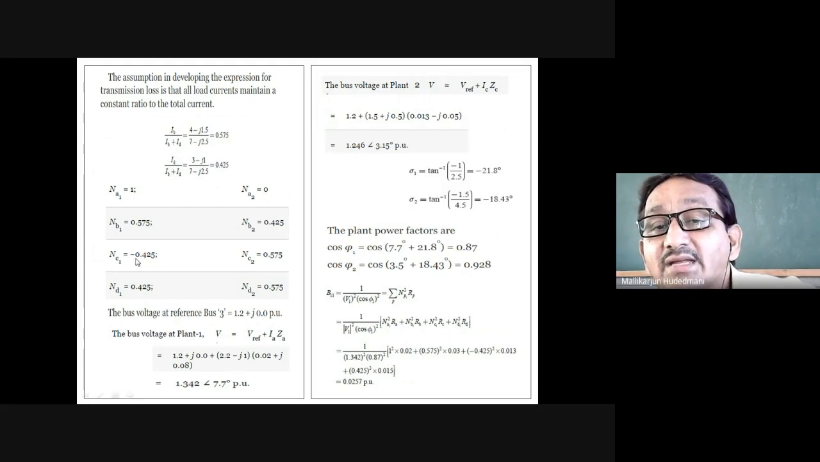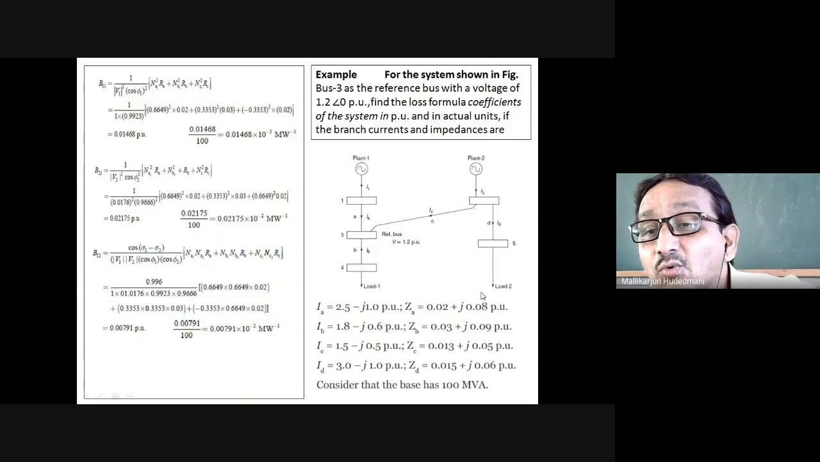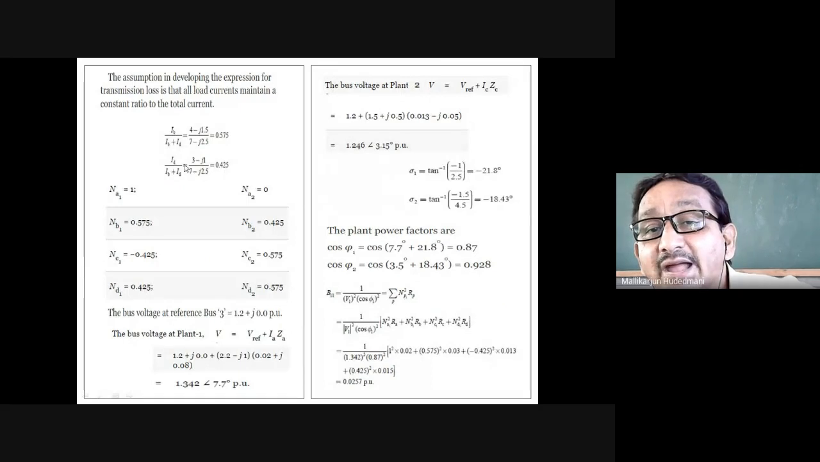0.425 minus 0.245. Look at this. What was the total load? Load 1 plus load 2. How much has been dealt here? IB portion dealt here. What is left here? ID portion. What was the contribution? Contribution was 0.425. ID through contribution was 0.245.